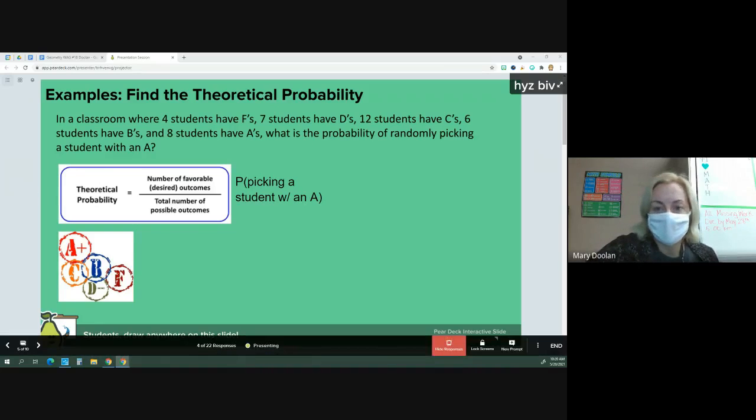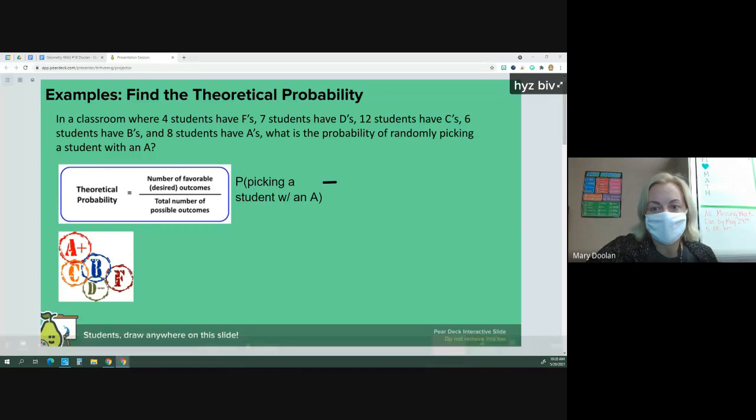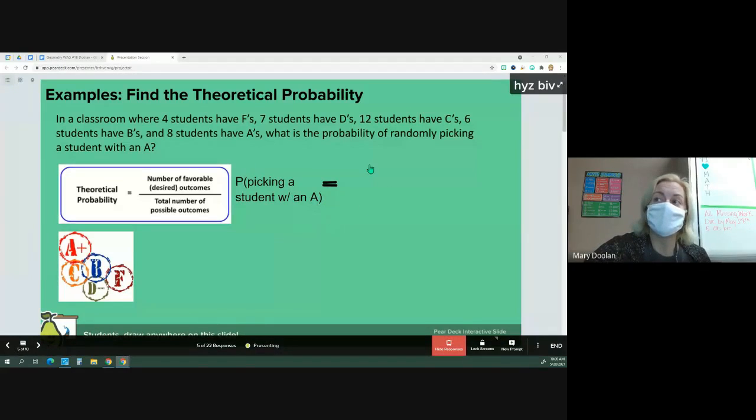All right, and that's going to be equal to, we're going to have a fraction here. And so in the numerator of our fraction, the number of favorable desired outcomes. So what I want to happen is to pick a student with an A. So what I have to figure out is how many students have A's. So the numerator is going to be the number of students with A's.